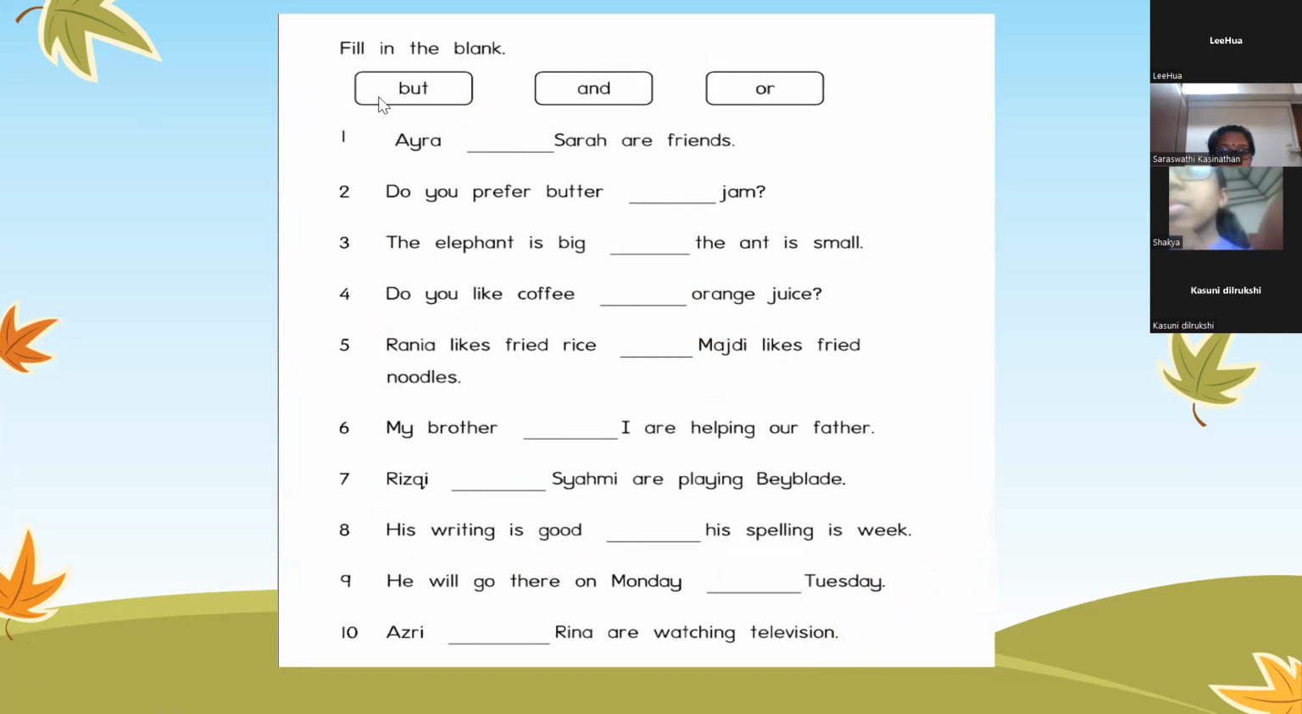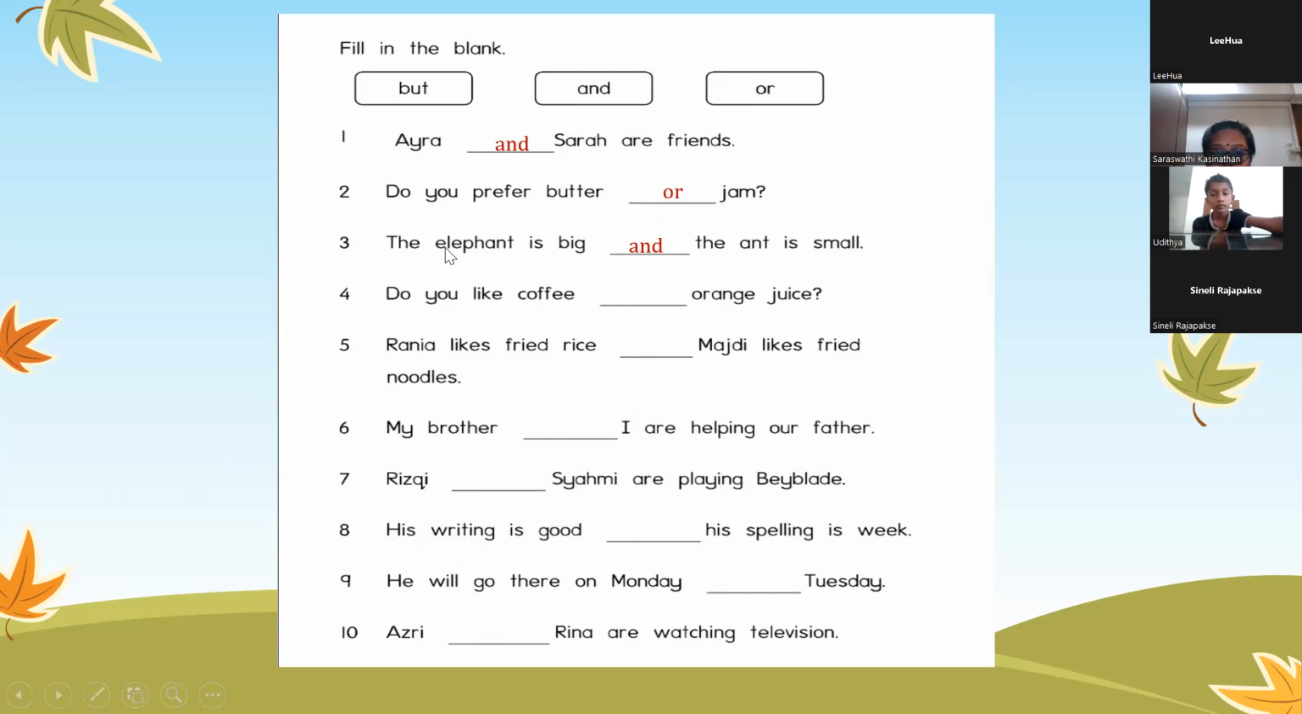All right. Let's read the first sentence. Ira and Sarah are friends. Very good. Next. Do you prefer butter or jam? Butter or jam. Very good. Number 3. The elephant is big, but the ant is small. Yes. Okay. Coffee or orange juice? Okay, children, 1 minute. Okay.